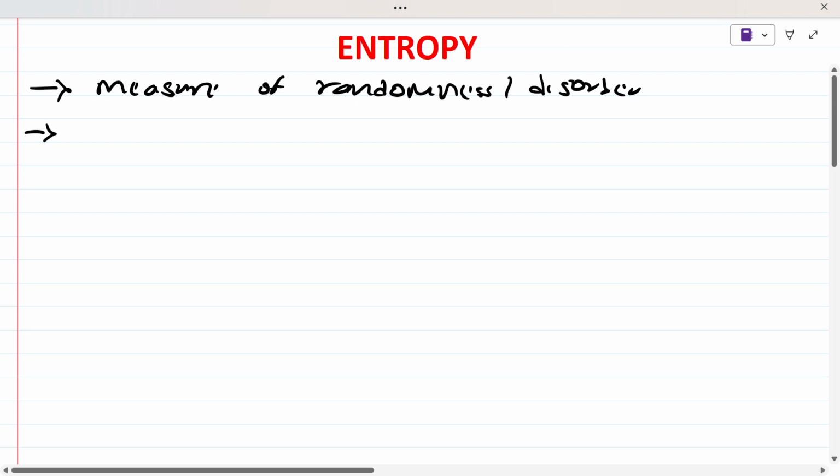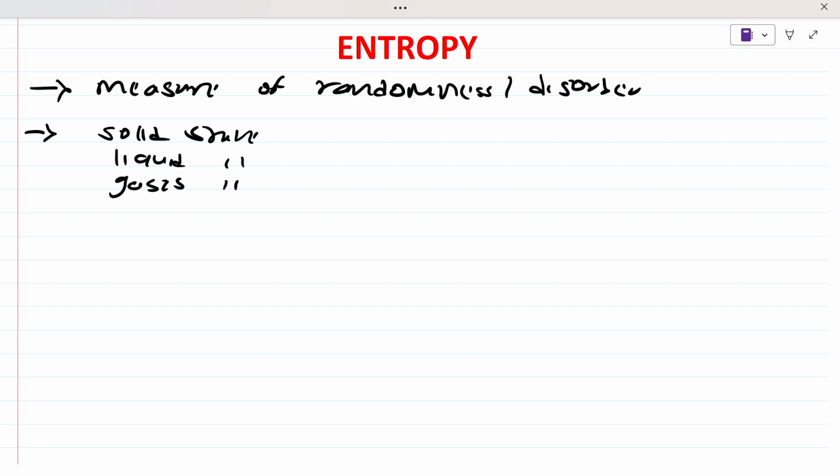It is entropy that helps us explain how particles behave in nature. So we can measure the randomness or disorder of particles in a solid state, in a liquid state, and also in a gaseous state. Now, to understand entropy, there are key things that you need to know.